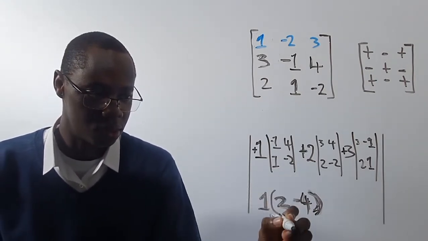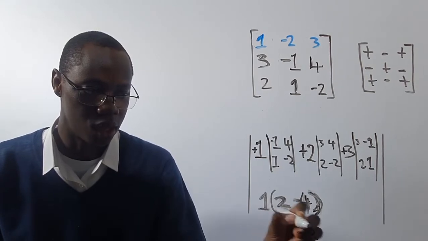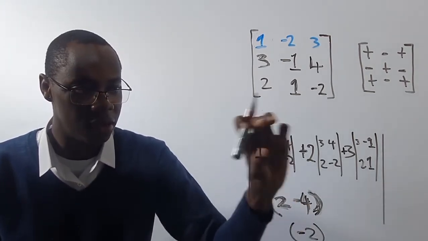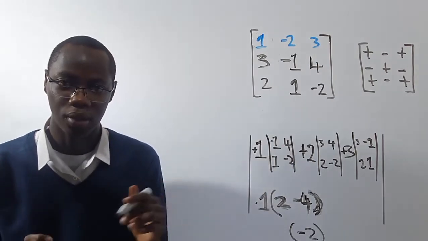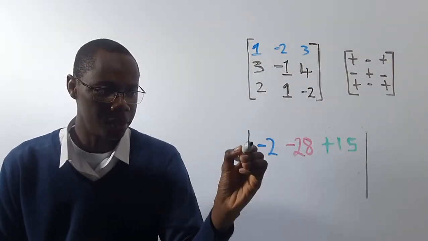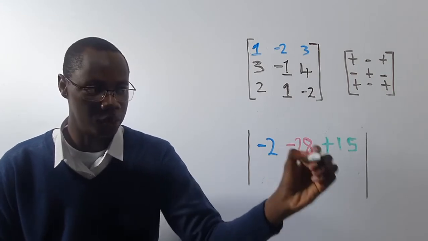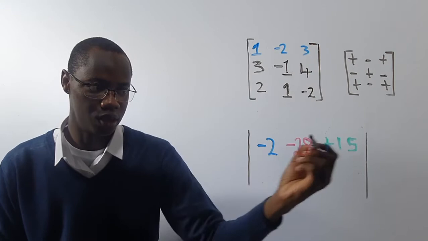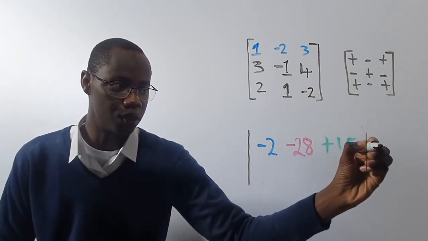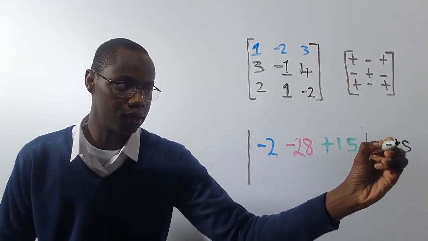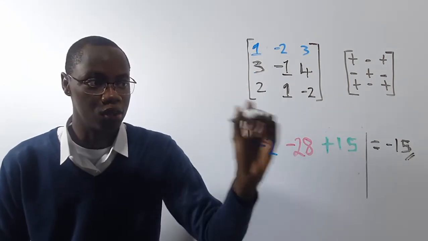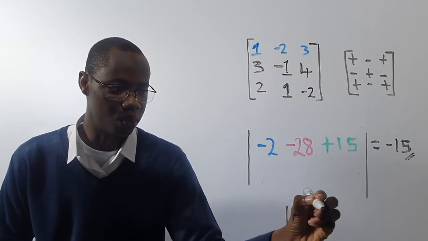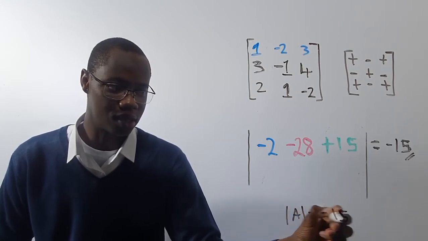So 2 times 2 minus 4, that will be minus 2, and minus 2 times 1, that will be minus 2. So that means here, everything here is minus 2, right? So that means minus 2 minus 28 plus 15. All you need to do is just join them together. Minus 2 minus 28 plus 15, that will be equal to minus 15. The scalar quantity associated with this matrix A, the determinant, is equal to minus 15. So I've gotten this side out of the way now.